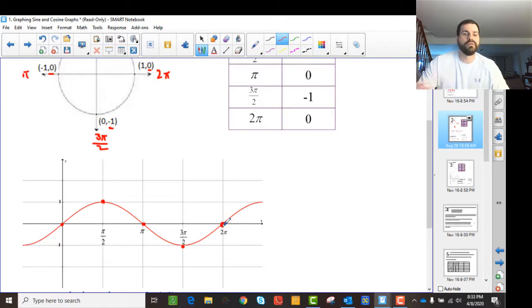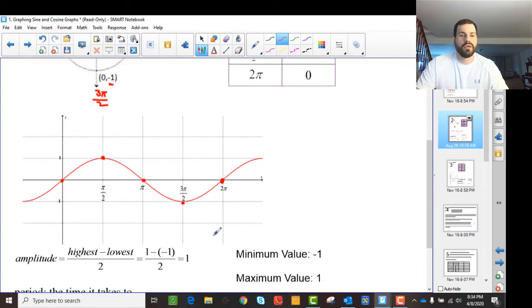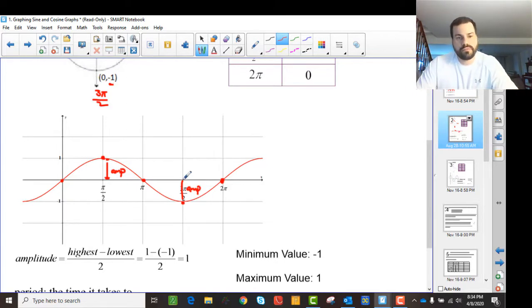What then happens is we can get some information about this graph. One thing we can get is that this actually has an amplitude, and the amplitude is the distance between the midpoint and the crest, or the midpoint and the trough. So the amplitude is either going up to 1 or down to minus 1. So this graph has an amplitude of 1. It's important that you know where to get the amplitude. It's the highest point minus the lowest point, divided by 2.